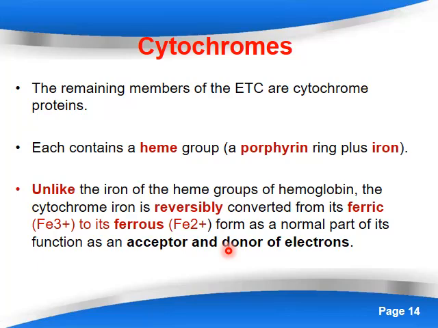Cytochrome iron fluctuates between the oxidized and reduced forms, accepting and donating electrons like the other components of the respiratory chain. You have to differentiate this from hemoglobin. The iron of hemoglobin is always in the reduced ferrous form. If it is converted to ferric, it becomes methemoglobin, which is non-functional and cannot carry oxygen. But in the respiratory chain, iron normally fluctuates between oxidized and reduced forms.